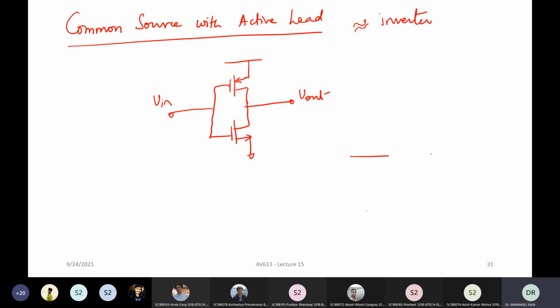So if you look at the inverter's transfer characteristics, how does it look? Let's say this is your V in and this is your V out. All of you would have studied this in digital VLSI, right? This is how it will be. When V in is low, it is at VDD, and then you have this transition region, and then you go to ground. Now, obviously, for analog, you cannot use this region.